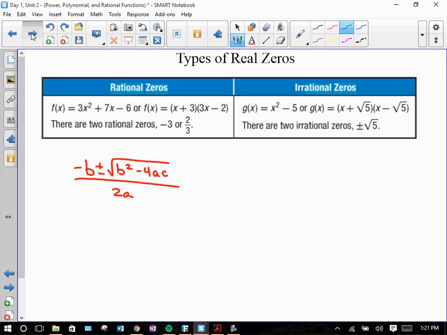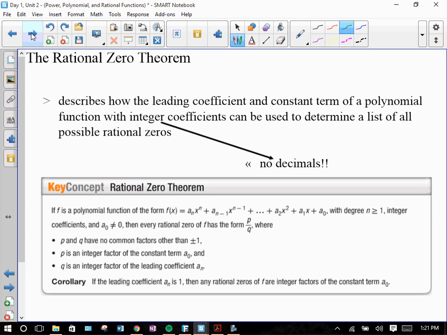So, and you write this down. It is a lot. This is on a page in the book right here, but it's called the rational zero theorem. Okay? It describes how the leading coefficient and constant term of a polynomial function with integer coefficients can be used to determine a list of all possible rational zeros. Okay?